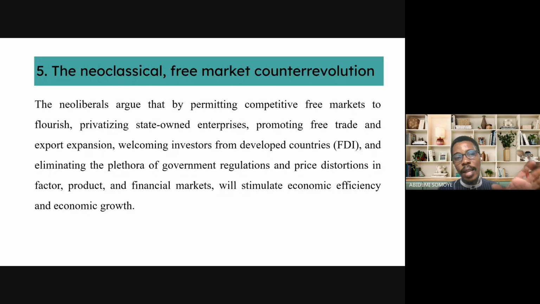All right, so the neoclassical approach proposes a free market where the buyers and sellers are free to interact with one another. The government should just create the environment, let things work out, let things play out naturally, driven by the self-interest of individuals, firms, or the government themselves.